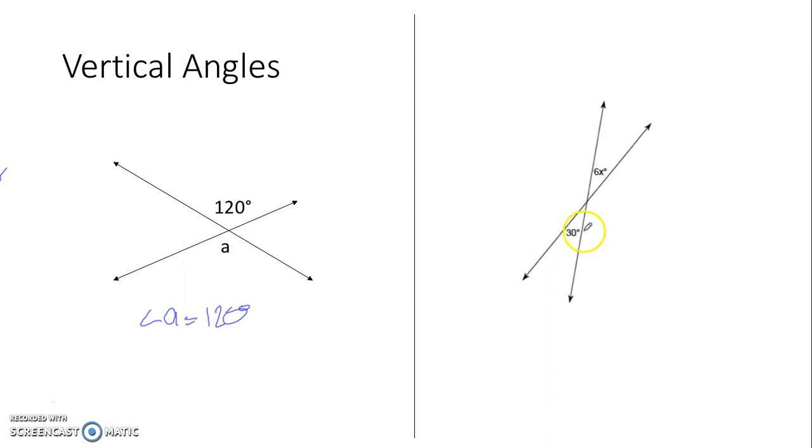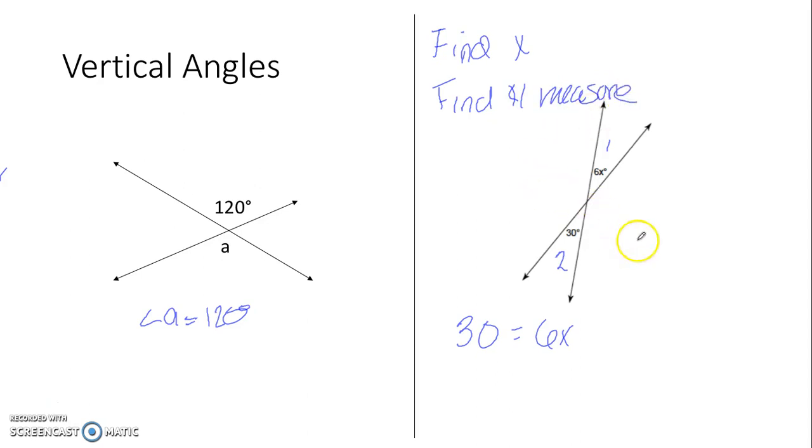We're going to use the same logic, that 30 is equal to 6x. So let's write that down. 30 is equal to 6x. Now, I could ask two different questions with this problem. I could say find the value of x, or I could label this angle 1 and this angle 2, and say find angle 1's measure. So I can ask you two different things. If I asked you angle 1's measurement, you already would know that, because angle 2 is a vertical angle to angle 1, so we already know that it's equal to 30.